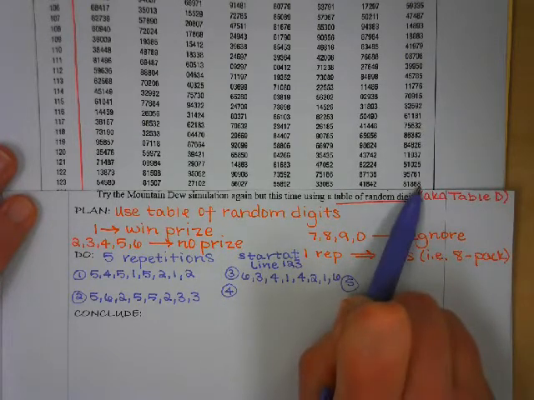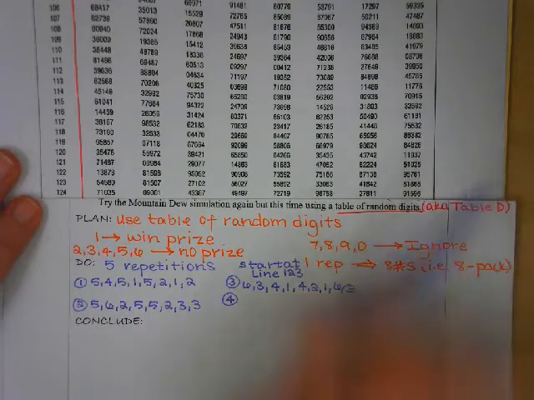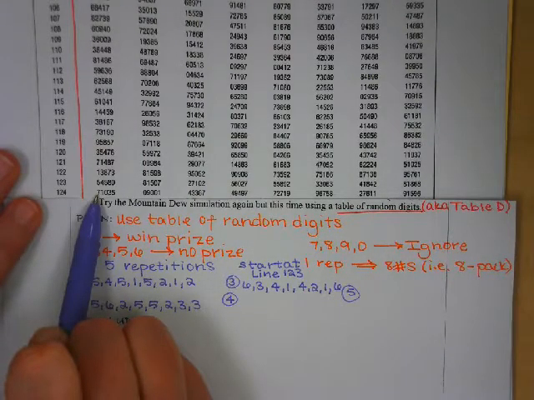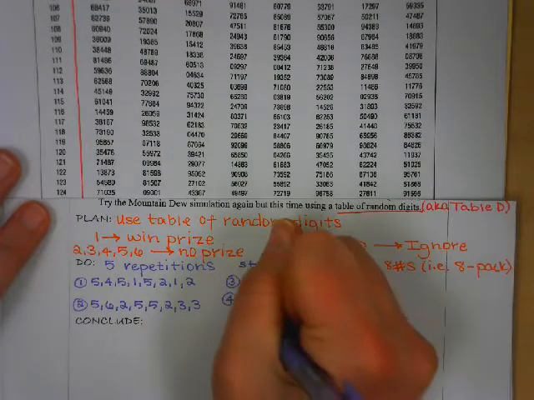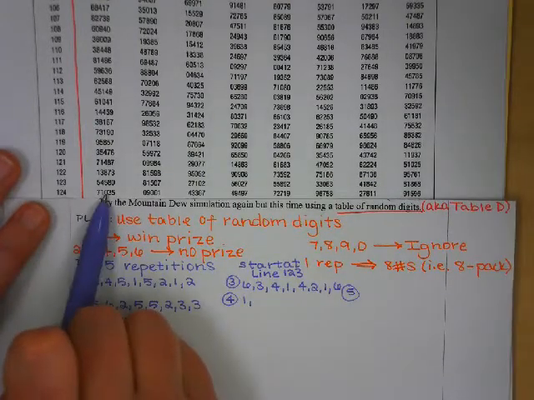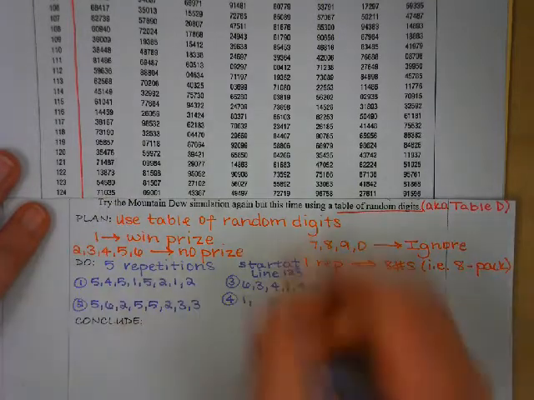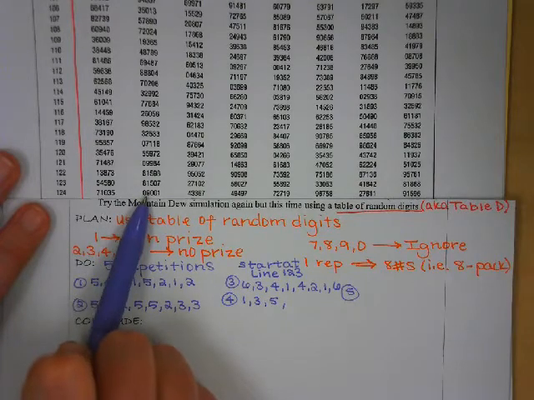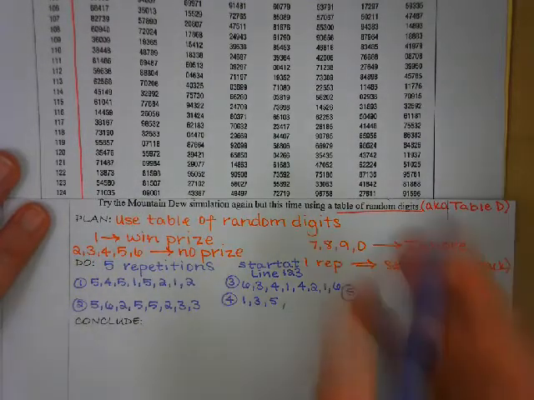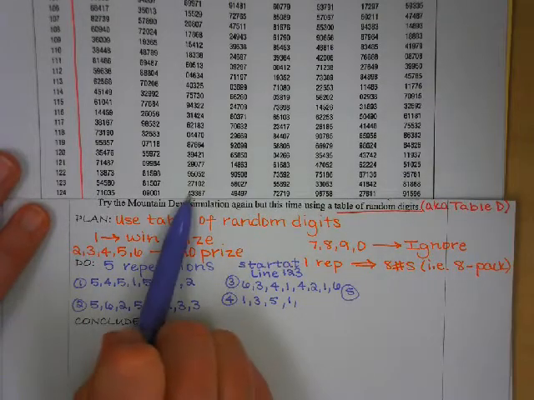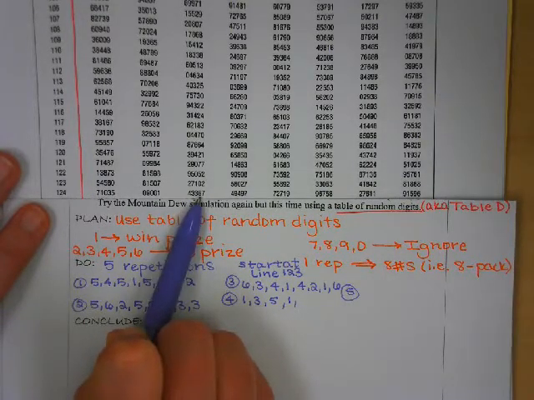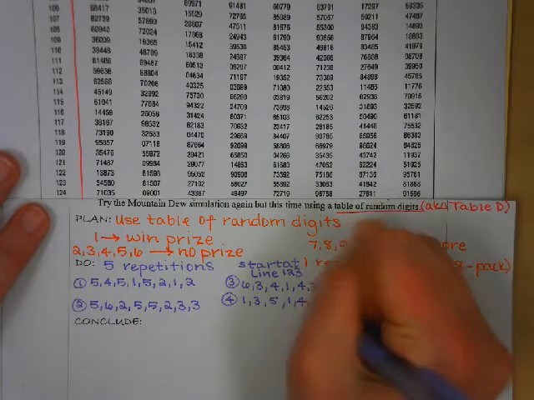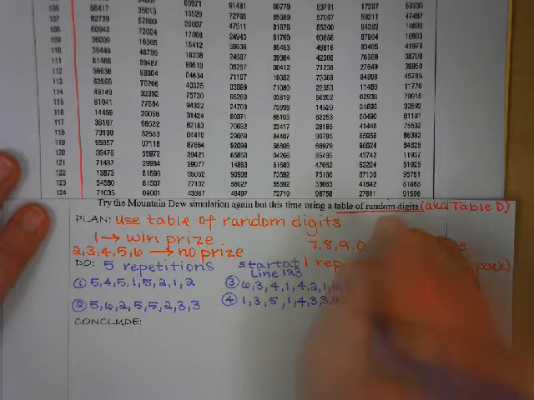Repetition 4 picks up where I left off. I ignore the 8, and then I'm at the end of that row. So I'm going to pick up at the beginning of line 124. I ignore 7, and then I get to use the 1. I ignore 0. I get to use 3 and 5. I ignore 0, 9, 0, and 0. I get to use the 1. 4, 3, 3, and 6, and then I ignore that 7. So there's repetition 4.